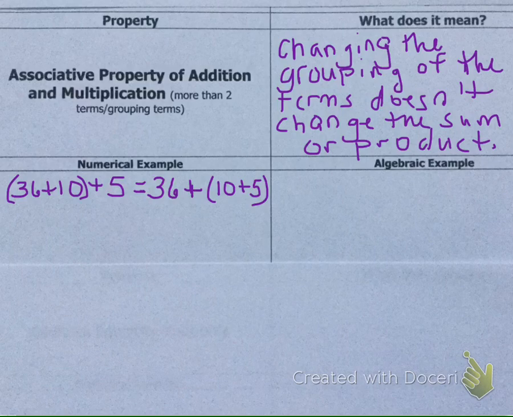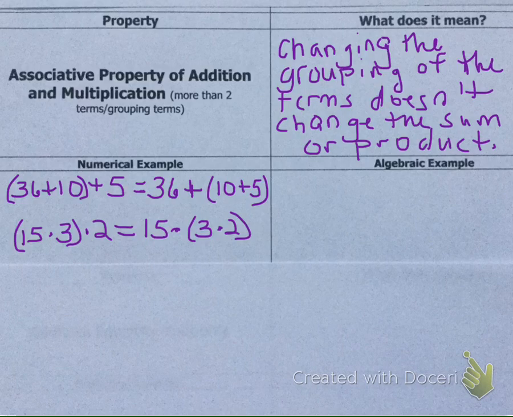Part of the reason why you would use this property is to make the addition or the multiplication easier. For multiplication, if I did 15 times 3 times 2, that dot is also another way of multiplying, just so you know in case you weren't aware of that. I could do 3 times 2 first and then multiply by 15, or I could do 15 times 3 first and then multiply by 2.